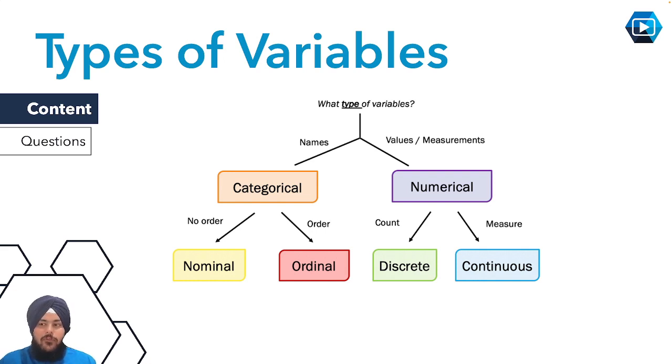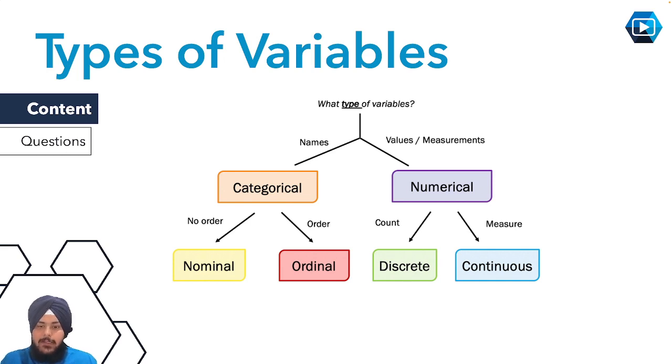On the other hand, we have numerical variables, which represent quantities, values, and measurements. They can further be split into discrete and continuous variables. Discrete numerical variables usually represent quantities that we can count. An example could be the number of students in a classroom. We can count the number of students in a classroom.